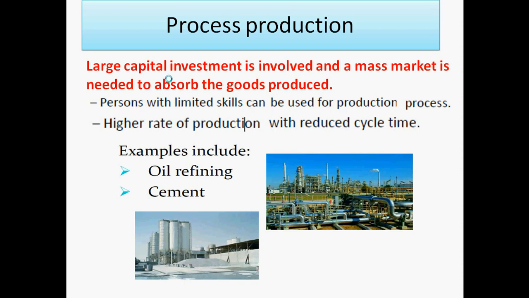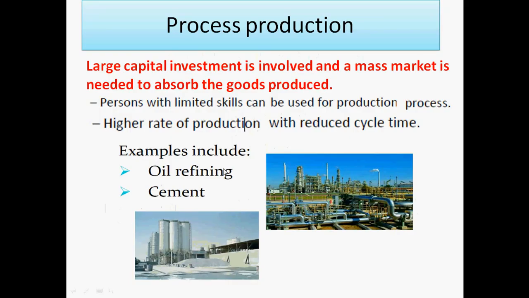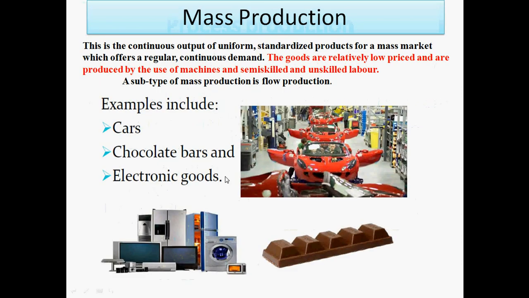More importance is given because oil refining is important. Then cement is also important for construction purposes. So the investment is large, but the production rate is also higher, right? So it absorbs more goods-producing components. This is the differentiation between process production and mass production. So these are the criteria under continuous production.